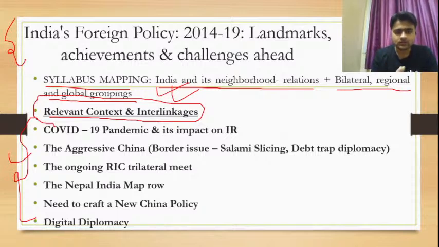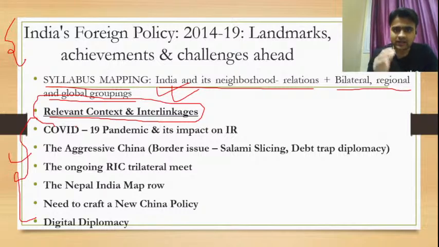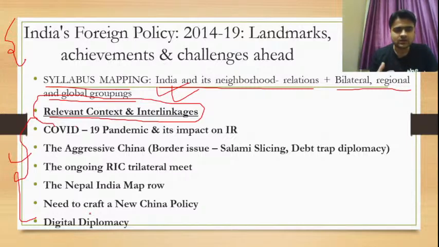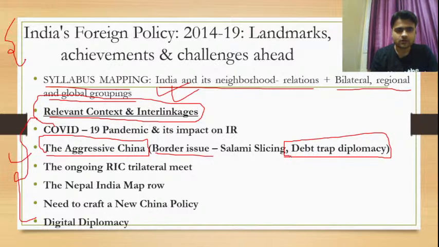Now let us come to the pointers. So in the context part, I have mentioned some recent happenings which we need to take into account when we talk about the dynamism involved in India's foreign policy and the need for realignment or a rethink. So one dimension which was touched by Jitesh is that, sir, we have been very soft with China. So that is being covered in this, that is the aggressive China. Okay, and in this there is a border issue and debt trap diplomacy. Okay, so we will discuss it later.